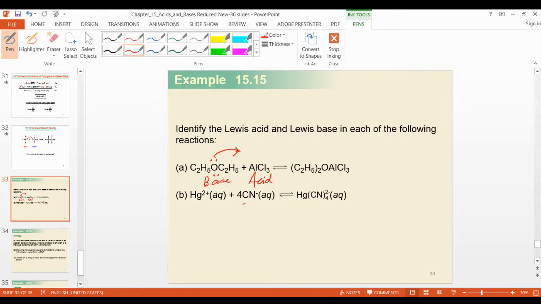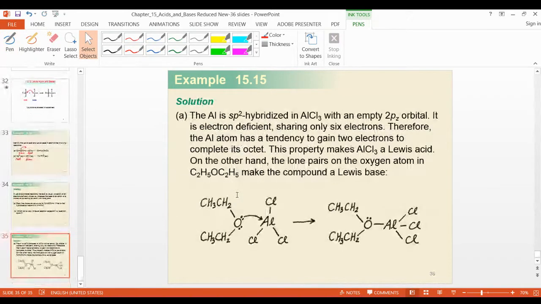Okay. This is negative. This is base and this is positive. So this is an acid. See, this is the way. So this electron donor is base, electron acceptor is acid, and this is the complex formed. In this complex are formed. You have to show like that. Okay, now this is finished, chapter 15.